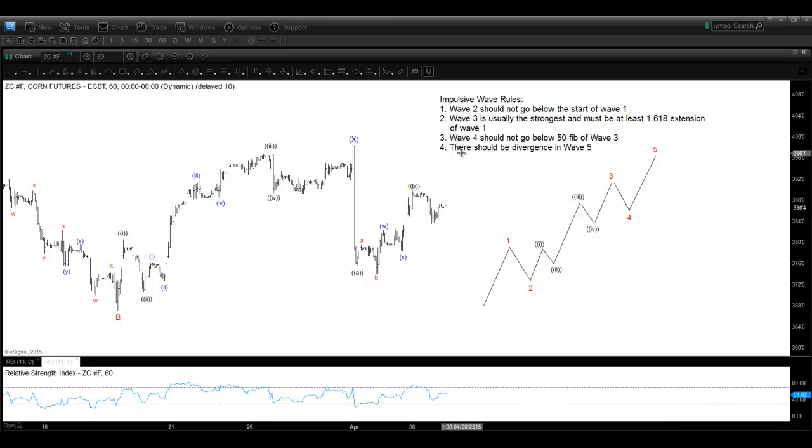And then finally, we should be able to see the RSI divergence in wave 5. So those are some of the important rules of the impulsive waves, the 5 wave sequence.